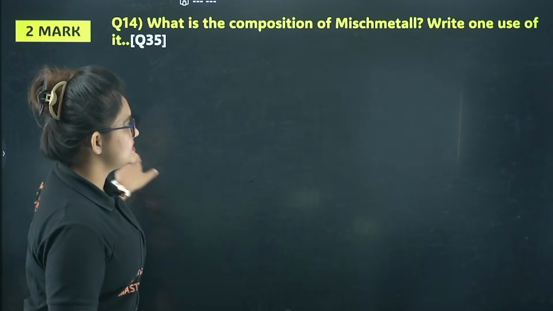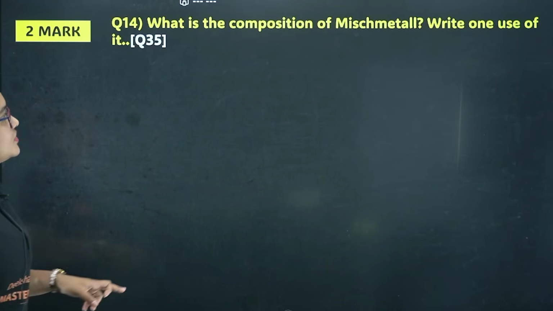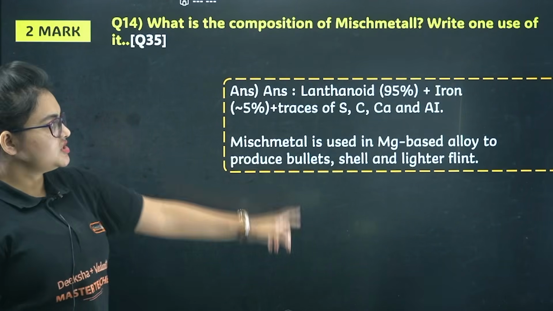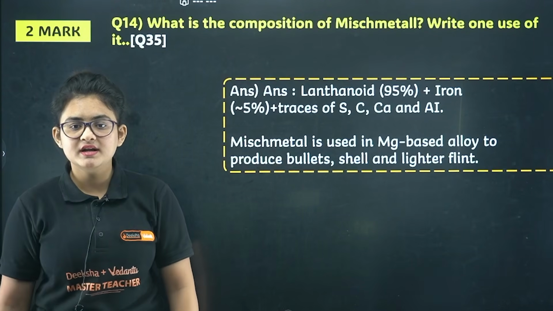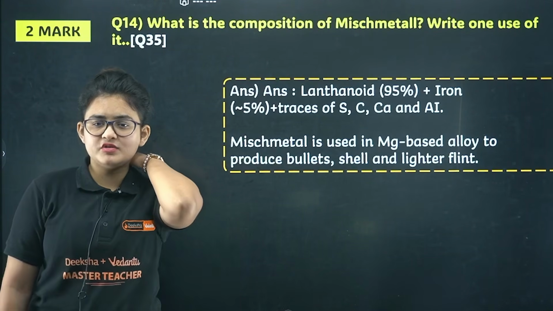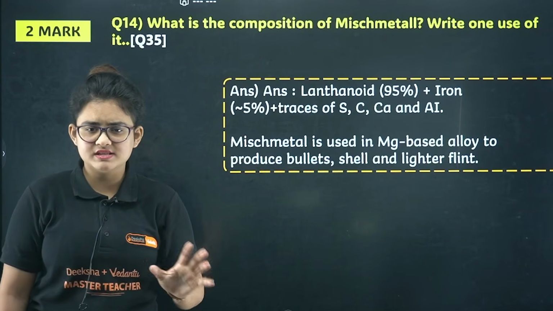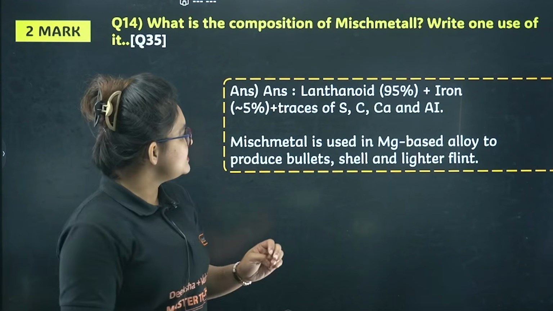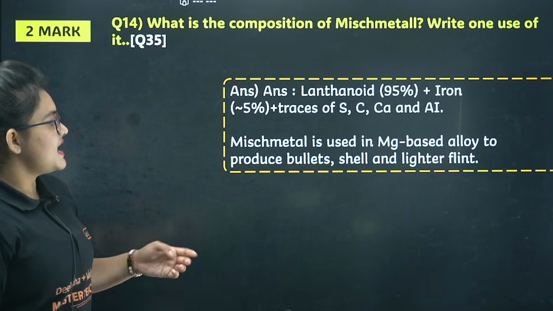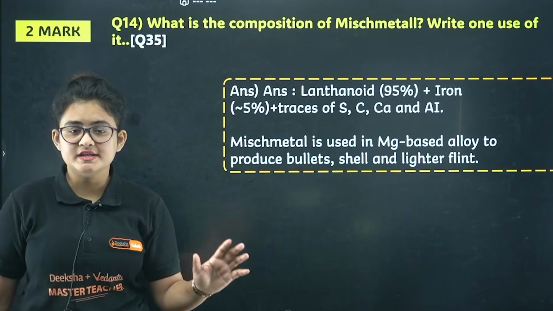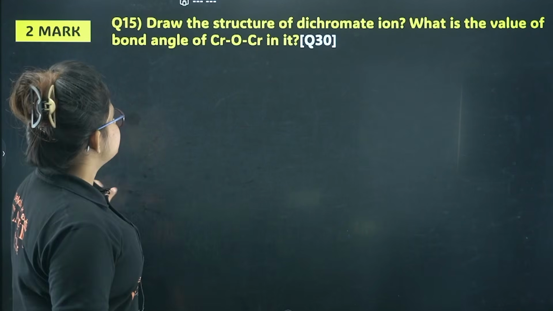Proceed. What is the composition of mischmetal, and write one use of it. This is the composition: 95% lanthanoid, plus iron almost 5%, and traces of sulfur, carbon, and so on. Mischmetal is used in magnesium-based alloy to produce bullets, shells and lighter flints. Okay, let's proceed.